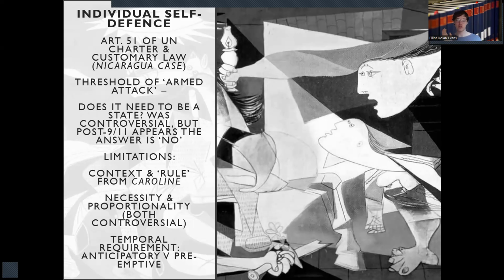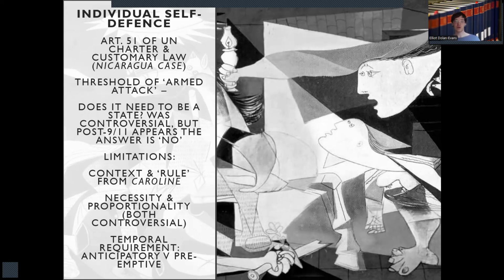Again, if we look at the Caroline incident, the classic source of self-defense, it required that there be a necessity of self-defense, instant, overwhelming, leaving no choice of means and no moment for deliberation. And it's an increasingly accepted view that if self-defense is to be resorted to, then the armed attack would need to be imminent, as stated in the Caroline correspondence. Again, this point is not free from controversy and disagreement.